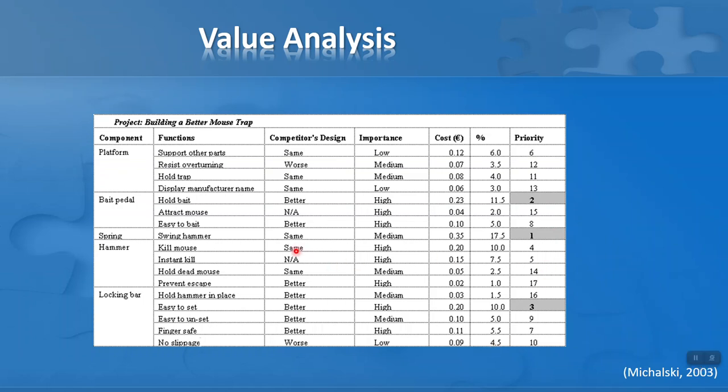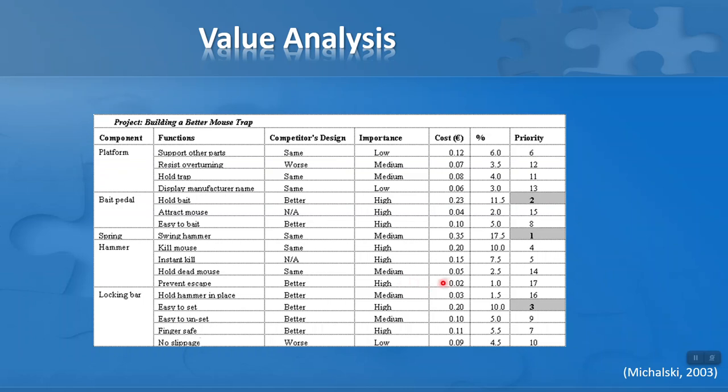Also, let's take a look at some of the functions here with a low cost associated. So I'm going to go to number 17, the hammer component with the prevent escape function. Our competitor's design is better than ours, so that indicates to us that maybe we should look at improving here. It's of high importance to our customer. That also indicates to us that we should maybe look at that for improving.